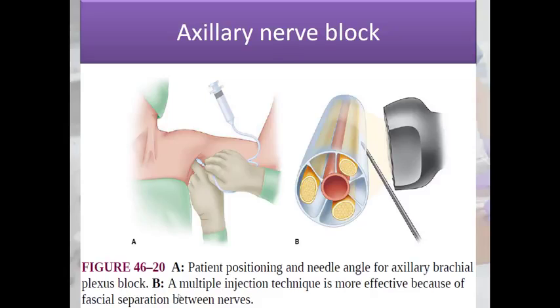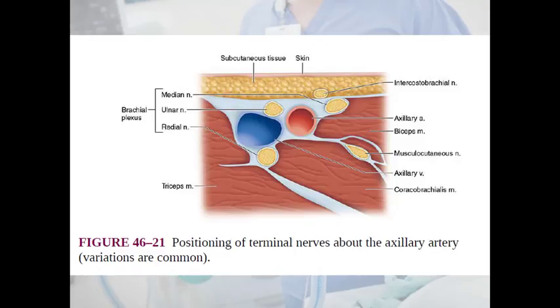Now the axillary nerve block is very good anesthesia for procedures at or distal to the elbow. So it cannot be used for procedures on the shoulder or the upper arm. It is used only for the lower arm or near the elbow. This is the schematic diagram. Here you can see the different nerves that will be blocked.